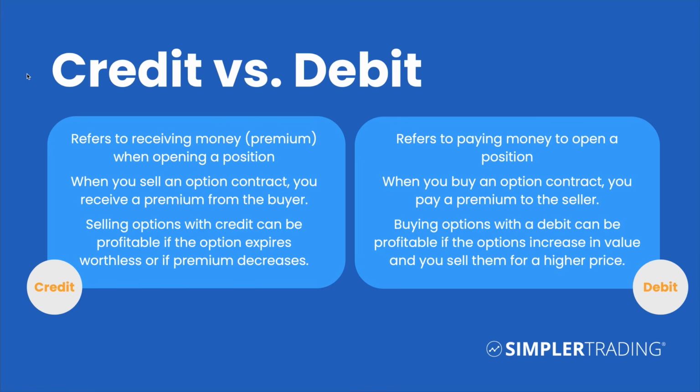Credit versus debit. So we've covered this briefly, but this is a very important thing, so we'll continue to cover it. Credit refers to receiving money, premium, when opening a position. When you sell an option contract, you receive a premium from the buyer. Selling options with credit can be profitable if the option expires worthless or if the premium decreases over time. Debit refers to paying money to open a position, as opposed to receiving a credit. When you buy an option contract, you pay the premium to the seller. Buying options with a debit can be profitable if the option increases in value and then you are able to sell them for a higher price.